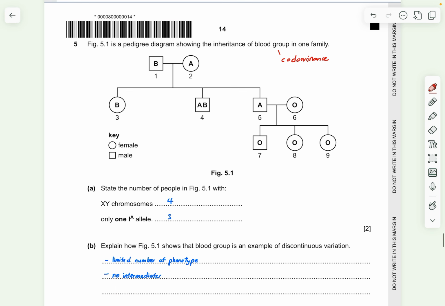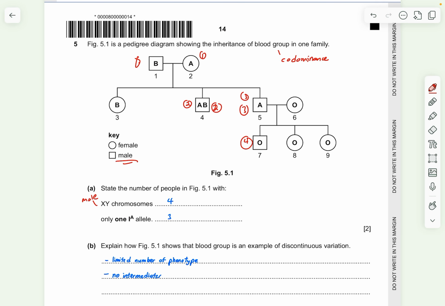Alright, so part A, state the number of people in figure 5.1 with XY chromosomes. So XY chromosomes means it's a male. So how many are male? Just count. They have already given you the key. 1, 2, 3, 4. So the answer is 4. Only one IA allele. Okay, one IA allele. So 1, 2, 3. That's 3 with IA alleles.